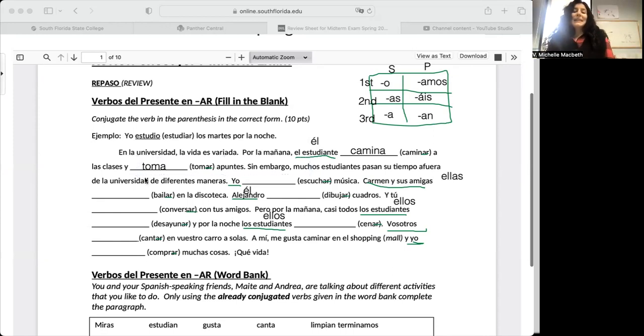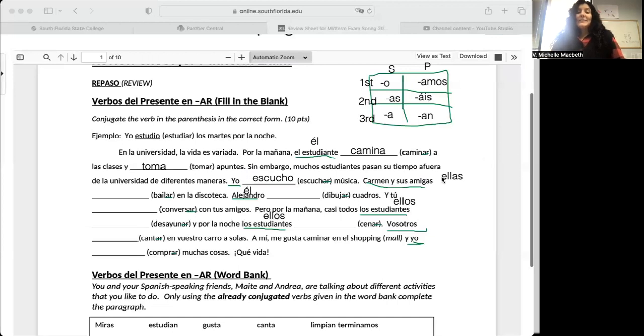Okay. Sin embargo, muchos estudiantes pasan su tiempo afuera de la universidad de diferentes maneras. Yo, okay, let's write our root, which is escuch, okay? And then what is the yo ending? Well, it's a first person singular, so we're going to write o. Yo escucho música.